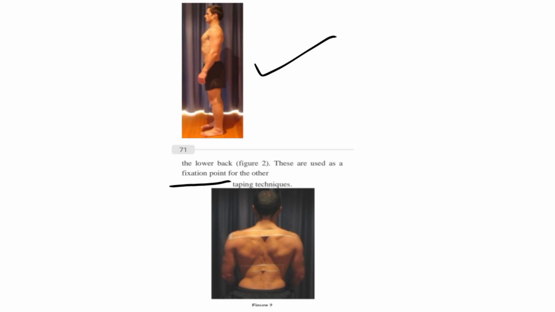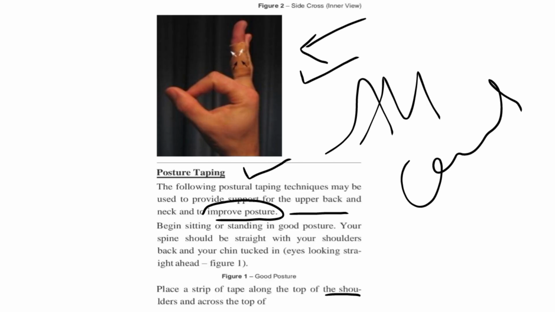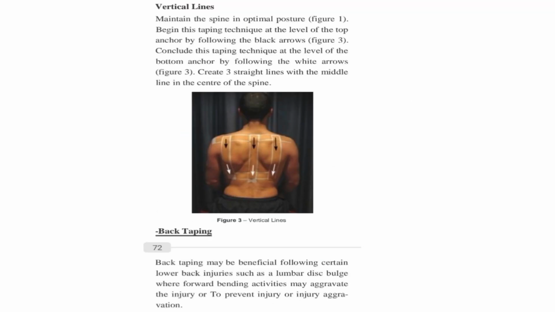You can stand like this, and this is the taping technique for the posture. Posture taping technique. In the posture we use vertical lines and also use back taping for this. In the vertical lines, maintain the spine in optimal posture. Begin this taping technique at the level of the top anchor by following the black lines, and it should also end with the white lines.